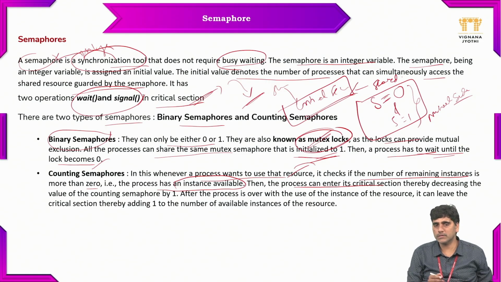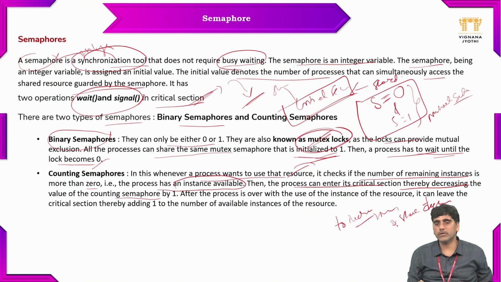If an instance is not available, the process cannot enter the critical section. Whenever a process enters the critical section and an instance is available, the value of the counting semaphore is decreased by 1. So as more processes enter the critical section, the instances decrease one by one.